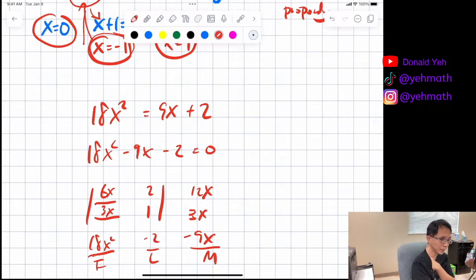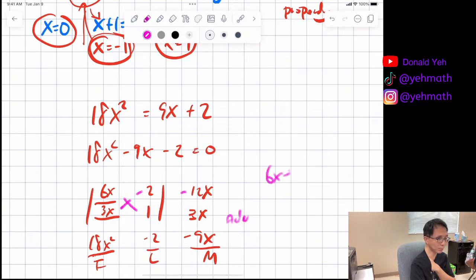Well, remember, this one is negative. That means one of the signs has to be negative. Which one needs to be negative? 12. Yes, because you want a negative 9x. This one you add together. So that's going to be 6x plus 1 times 3x minus 2.